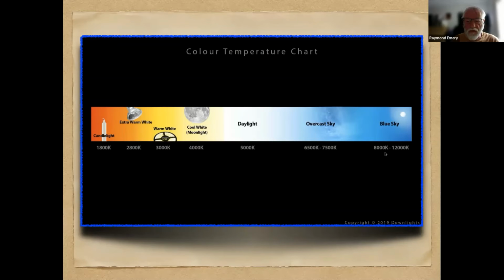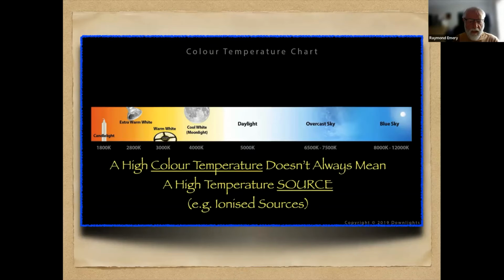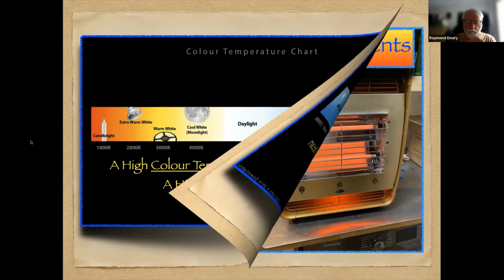You get a similar effect on snow in sunlight, particularly if you look at the shadows created in the snow. They can take on this bluish cast. And a high colour temperature doesn't always mean a high temperature source. You can of course get visible radiation from ionized sources and fluorescence and that kind of thing.